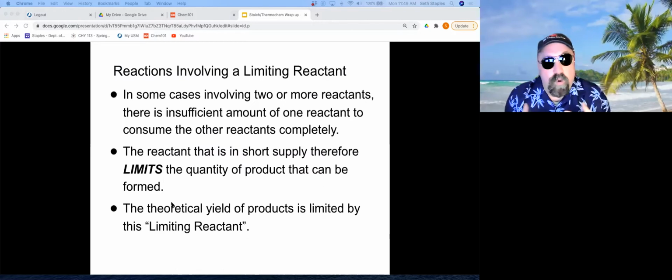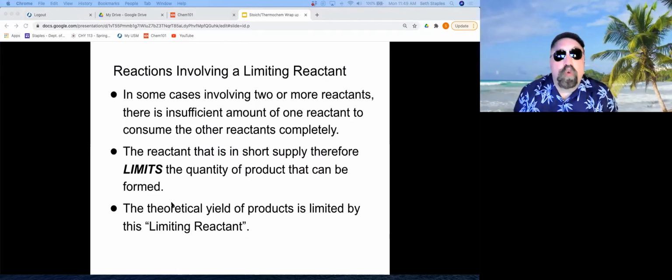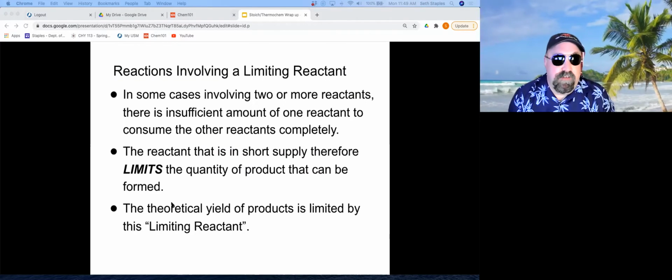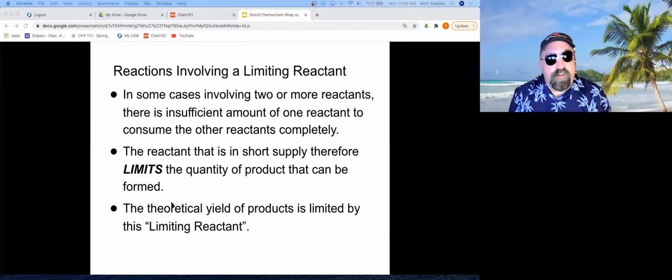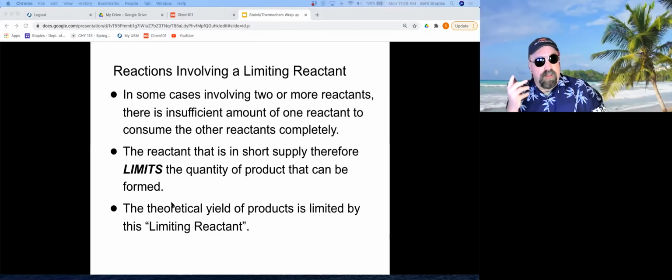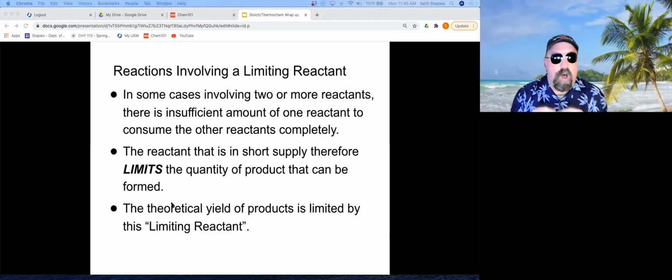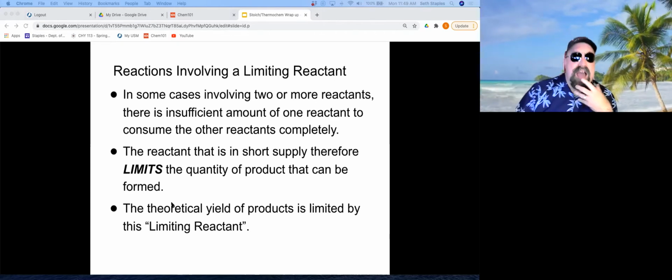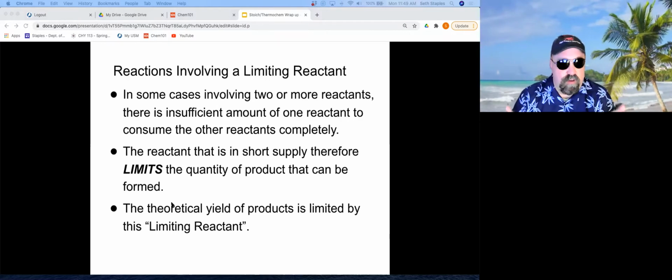Sometimes we're given amounts of two or more of the reactants. In those cases, there's always going to be an insufficient amount of one of the reactants to consume the others completely. In other words, one of the reactants in a reaction will always limit how much of the product we can actually make. We use the cooking analogy here quite a bit.